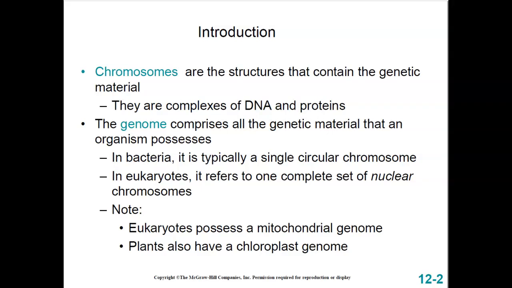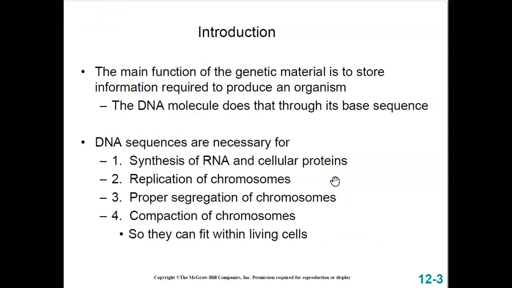The genome itself consists of all the genetic material that an organism has. We know that in bacteria the chromosomes are circular, and in eukaryotes they are linear, and that we have a complete set of what we call nuclear chromosomes, all of our chromosomes that have our genes. But we also have mitochondrial genomes, which are circular, and plants have chloroplastic genomes, which are also circular. So remember those genomes when we're talking about cell division.